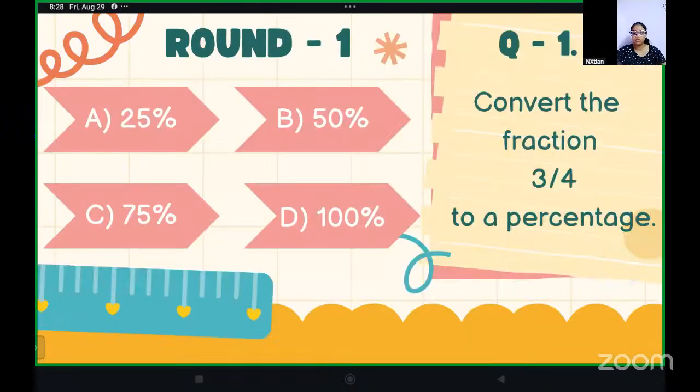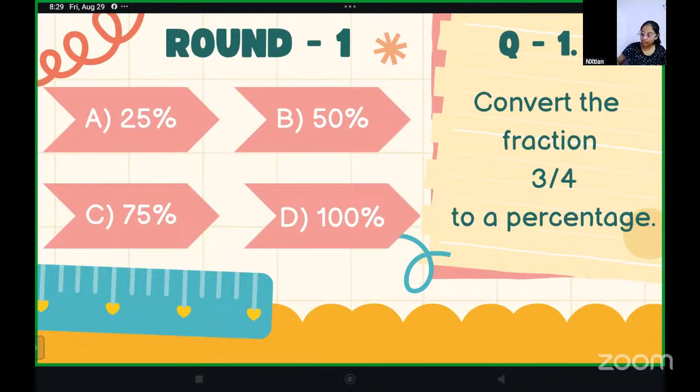First question for Emma. Convert the fraction 3 by 4 to percent. 75%. Okay.